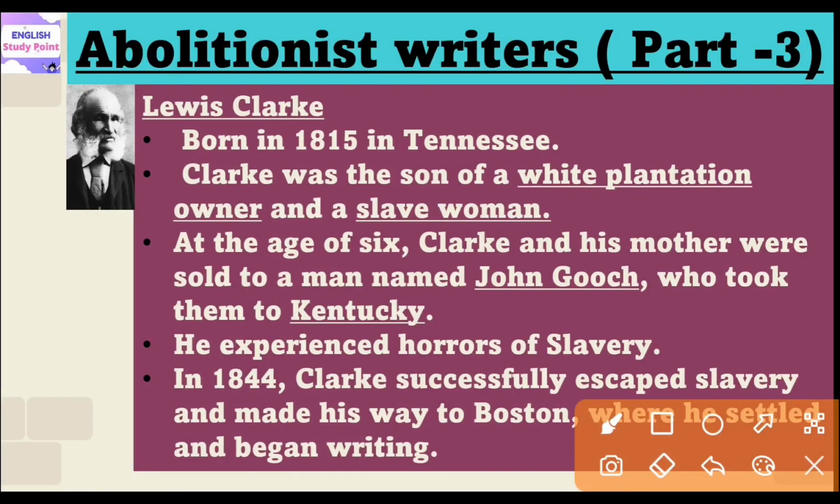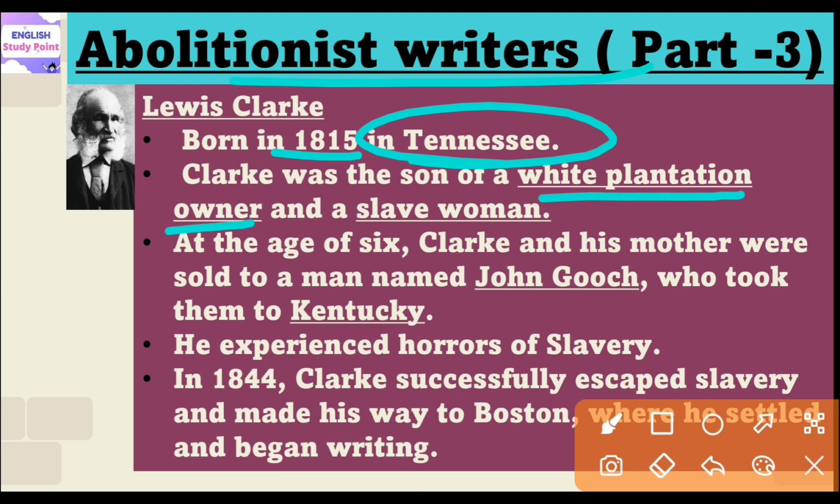Today in this video lecture I am going to talk about the rest of the abolitionist writers. First I am going to talk about Lewis Clark. He was born in the year 1815 in a place called Tennessee. Clark was the son of a white plantation owner and a slave woman. At the age of 6, Lewis Clark, along with his mother, was transported to a place called Kentucky, and he experienced the horrors of slavery.